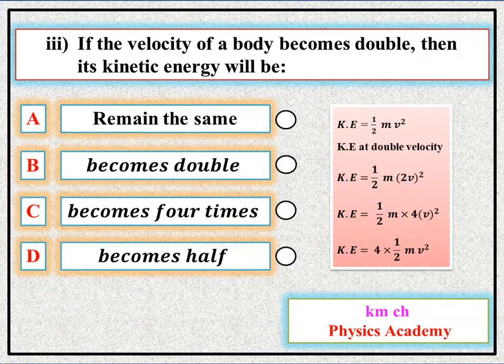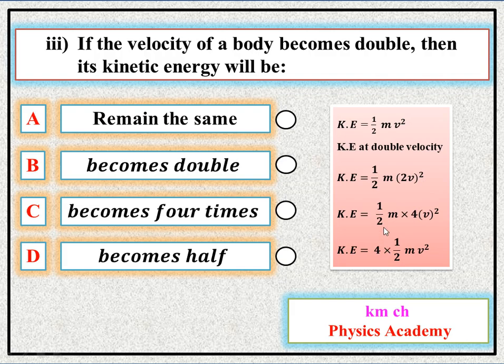Question number 3. If the velocity of a body becomes double, then its kinetic energy will be. Option A is remain the same, option B is becomes double, option C is becomes 4 times, and option D is becomes half. We know that kinetic energy is equal to 1 over 2 mv square. Kinetic energy at double velocity will be equal to 1 over 2 m. We will replace velocity with 2v because it is now double. So 2v square. 2 square is 4.